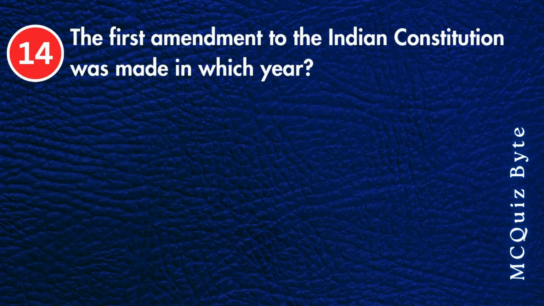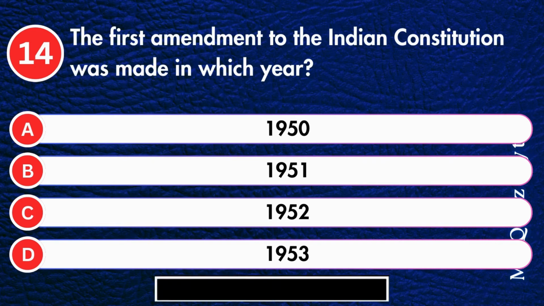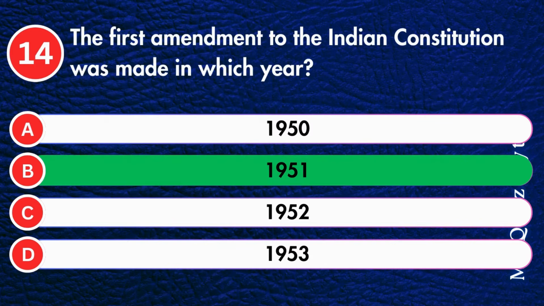The First Amendment to the Indian Constitution was made in which year? 1950, 1951, 1952, or 1953? Correct answer is 1951.